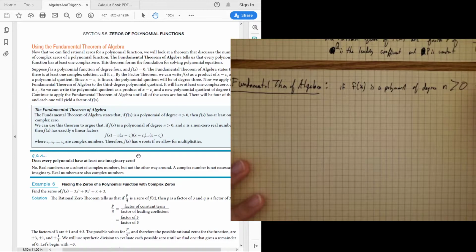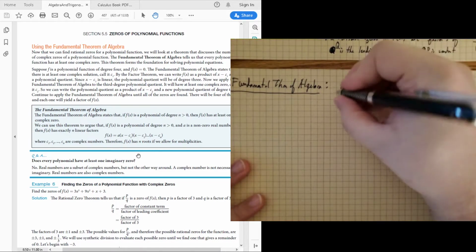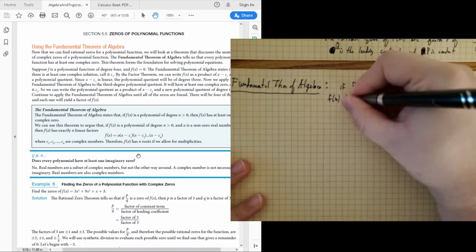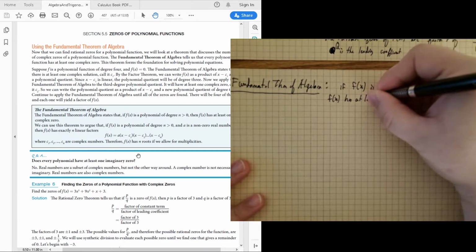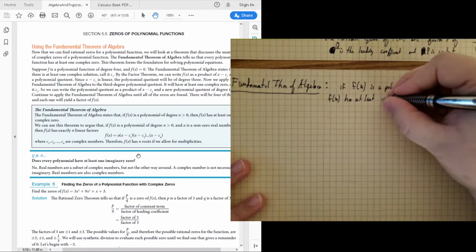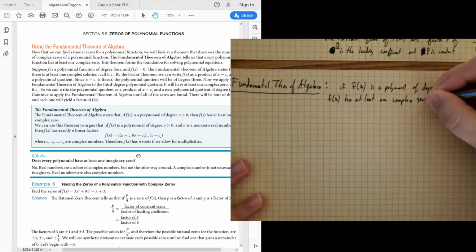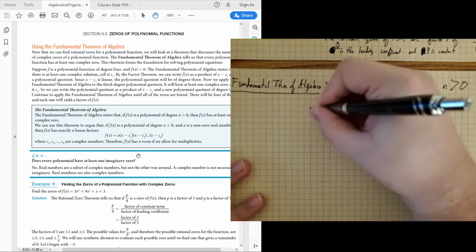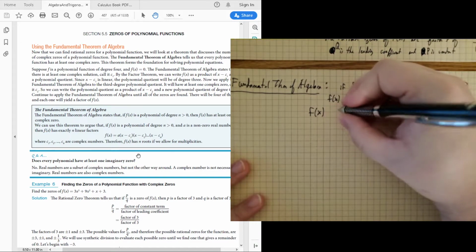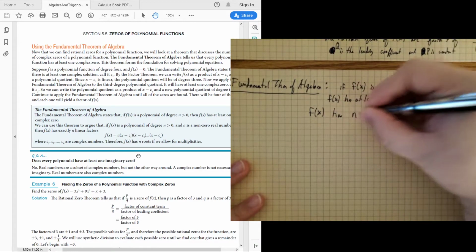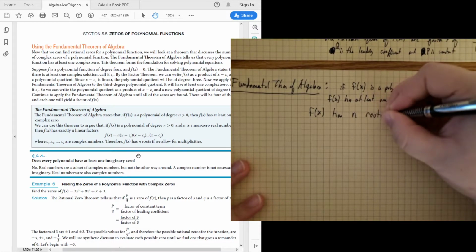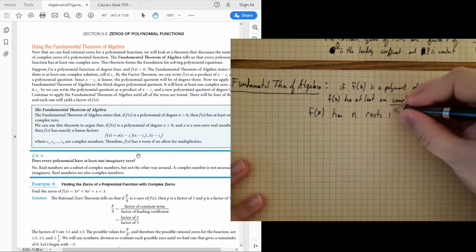Then, f of x has at least one complex 0. We'll get back to what that means in a little bit, but for now we're going to go ahead and move on. Given this argument, the big detail to point out is that f of x, in the last line, will have n roots if we have multiplicity.